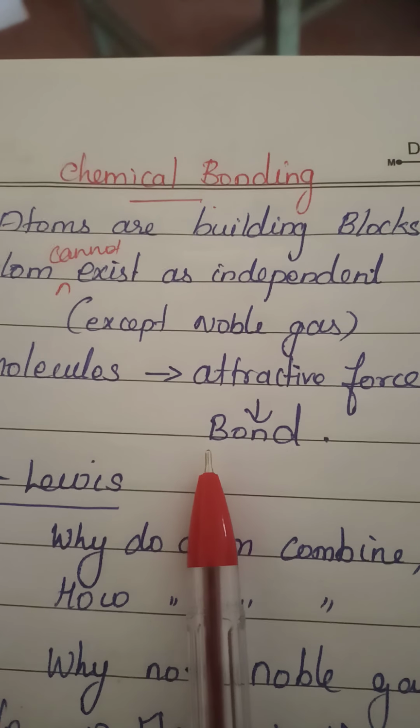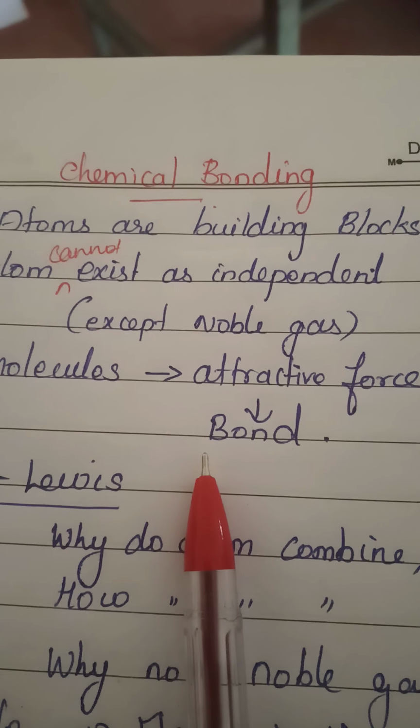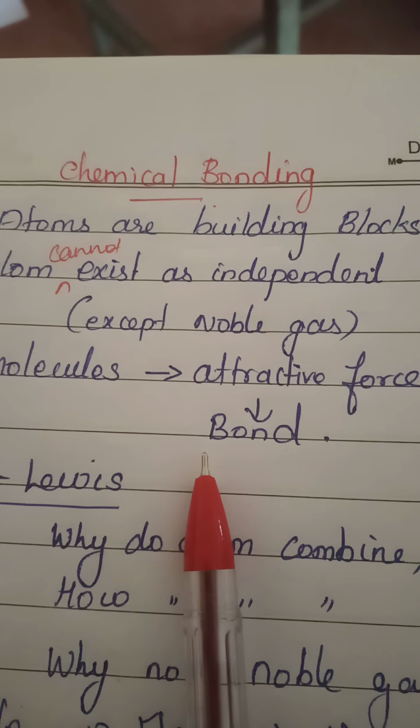Example, imagine the garland. The flowers in the garland are tied by what? A rope. If you cut the rope, what will happen? The flowers can be split. All the flowers are tied by a rope, and that rope holds all the flowers together. Like that, here also the bond ties or holds these atoms together.